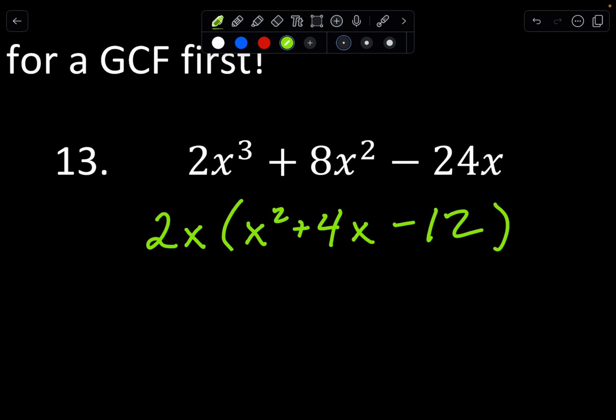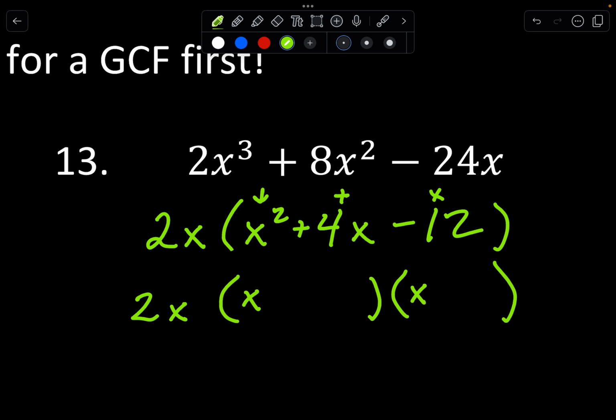All right, so now we took a 2x out of each of those 3 terms, and now I should be able to break up my second expression here into two sets of parentheses. So I'm going to pull down my 2x, and I'll break this up into my two sets of parentheses. Remember, on a problem like this, because this is an x squared, we'll have an x here and an x here, and we're looking for numbers that add to be the middle number and multiply to be the last number. So I'm looking for numbers that multiply to be negative 12, that also add to be a positive 4.